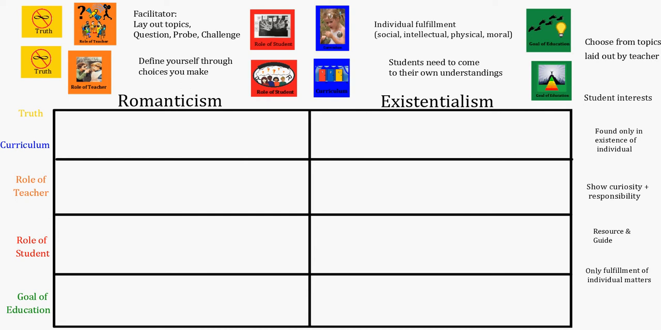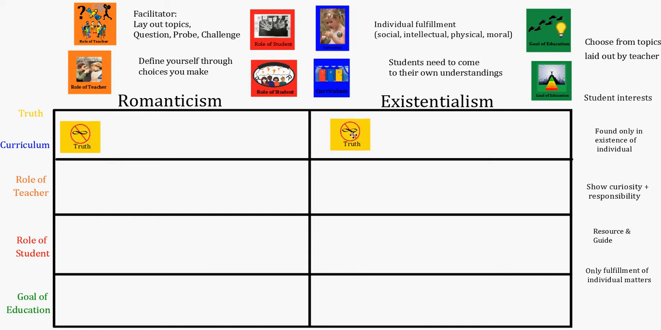Okay, now I am going to rehearse the information, the essential content associated with the two paradigms called Romanticism and Existentialism. They do have some things in common, so we're going to try to figure out what makes them different.